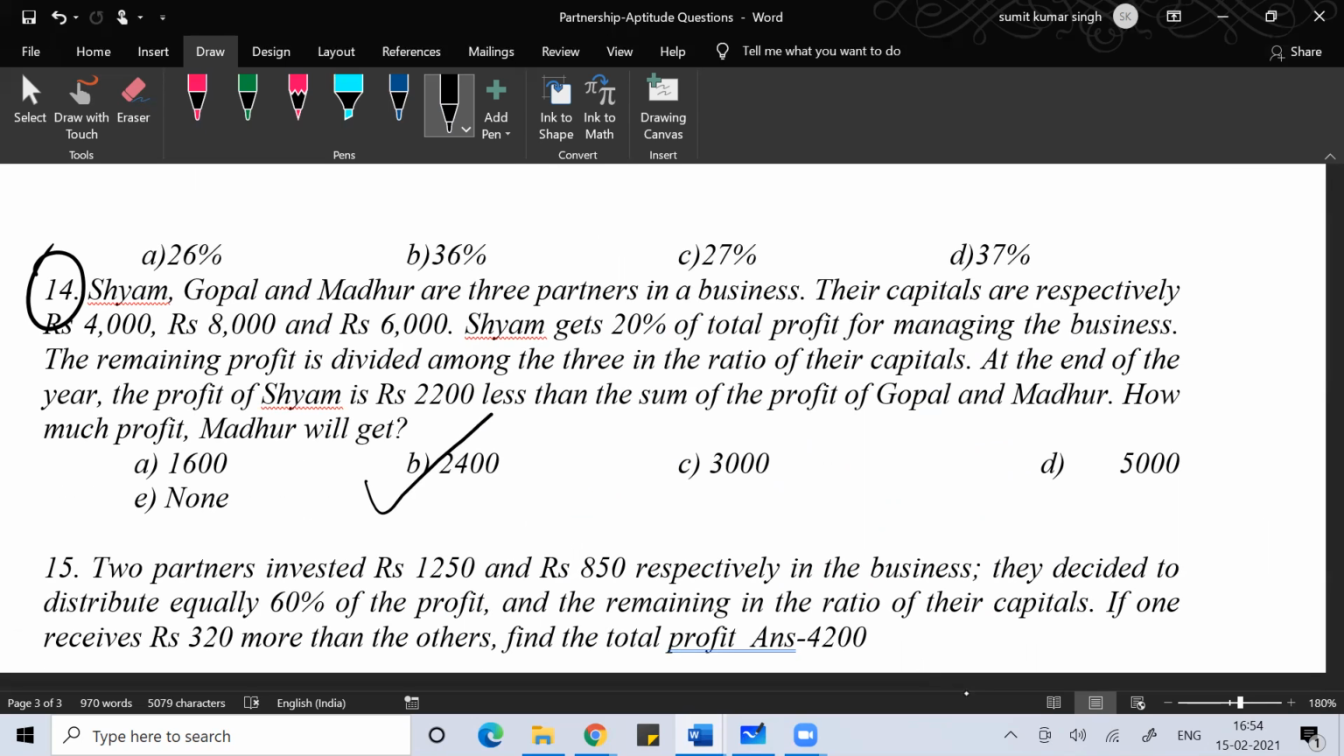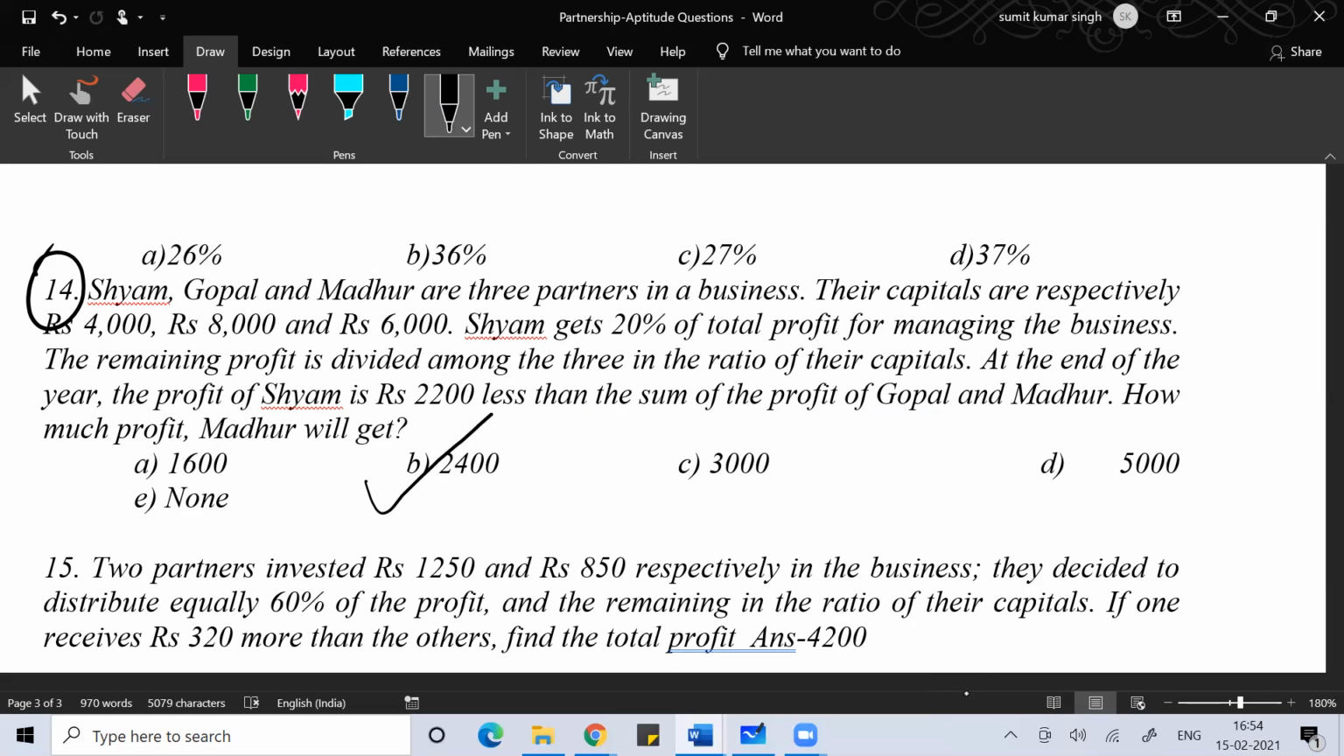Now if you see question number 14, it will take into account all three parameters which I mentioned in the beginning of the partnership model. In the case of the partnership model, we talk about sharing of profit. We believe that it is done at the end of the year, either it is mentioned or not mentioned. We assume that it is done at the end of the year.